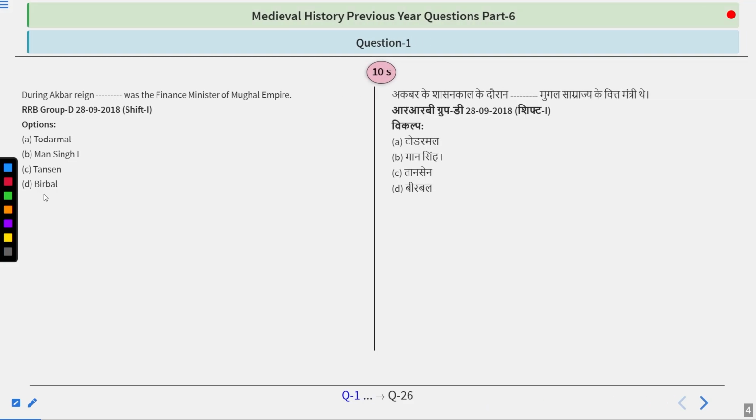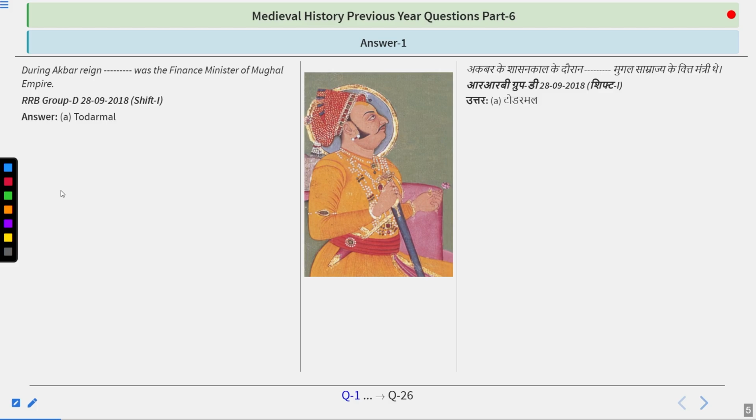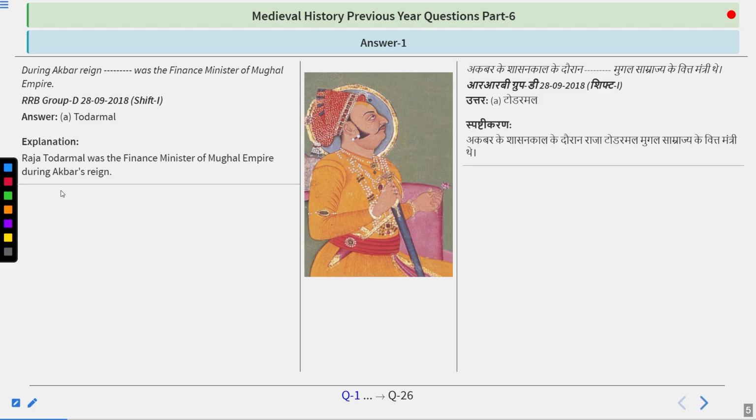So the first question that we have is, during Akbar's reign, Dash was the finance minister of the Mughal Empire. It is a very easy question. I hope you must have heard about him. The options are Todermal, Mansingh I, Tansen, or Birbal. So take your time and try to find out the answer, guys. And I guess you have figured it out. So the answer is Raja Todermal.